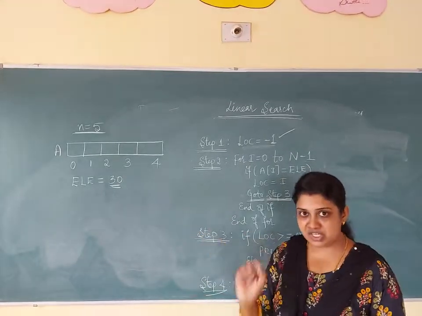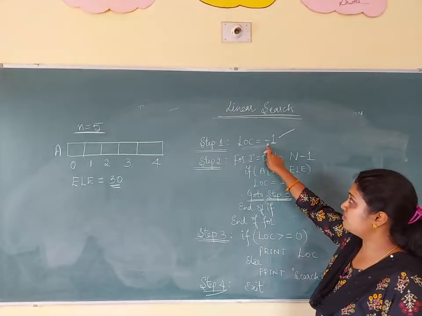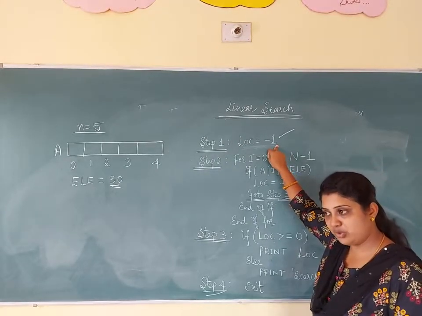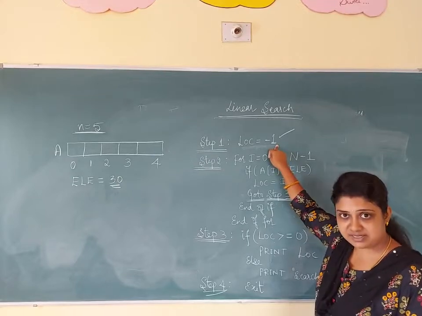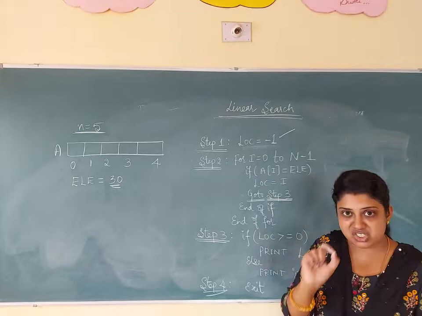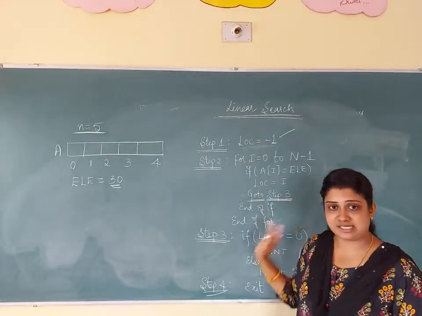So that's why initially I am assigning location equals to minus 1. Location is equal to minus 1 because I don't know whether the element is present or not. If it is present, I don't know which position it has been stored. That's why initially I am taking location equals to minus 1. This is my first step.